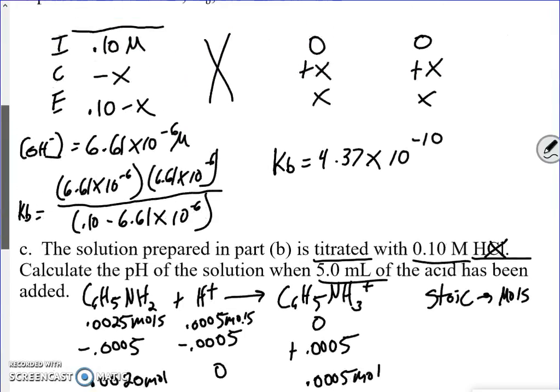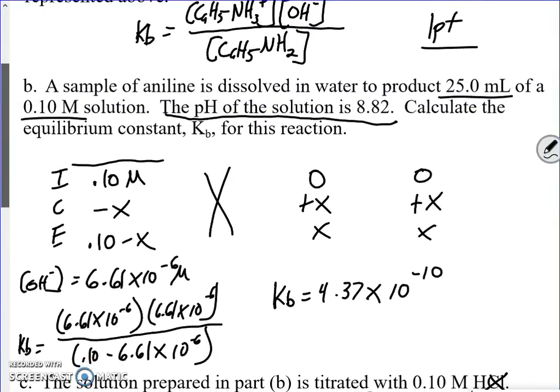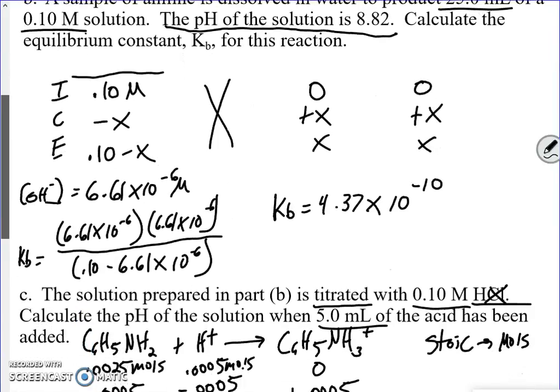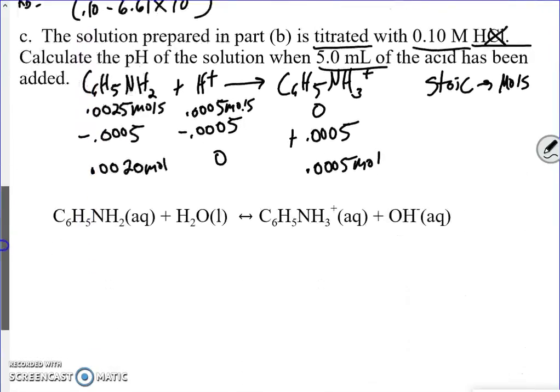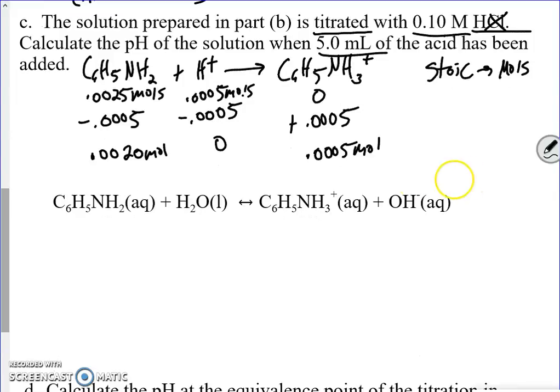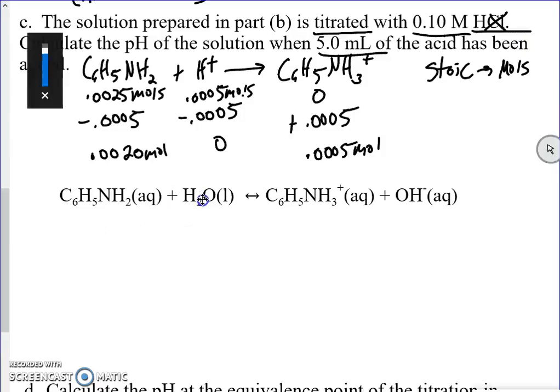Which means problem B, we were told our pH was 8.82. So chances are it's going to be a little bit less basic because there is less hydroxide being formed. So we're expecting a pH a little bit closer to 7. So let's see what we actually get here.